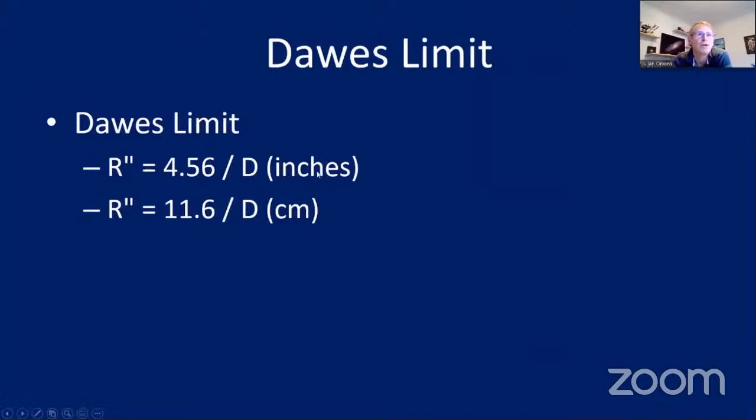And there are 2 equations. One is if you're working in inches, it's 4.56 divided by D, the diameter of your aperture, or 11.6 if you're working in metric. So that's effectively the angular resolution that you can see between 2 stars. If they're going to be closer than whatever that comes to, you won't be able to see the difference. They'll appear as 1 star.